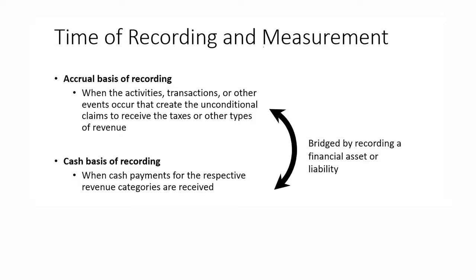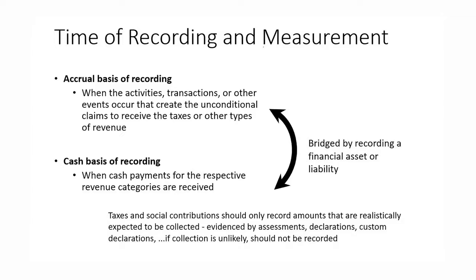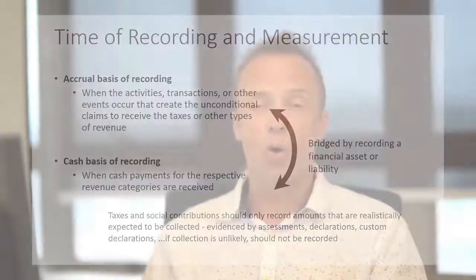We have to look in which period belongs which payment. Yes, taxes and social contributions should only record amounts that are realistically expected to be collected, evidenced by assessments, declaration, customs declaration. These are the relevant facts. If collection is unlikely, it should not be recorded. So, if there comes later less cash, this does not decrease only the money in this cash year, but also in the accrual year.